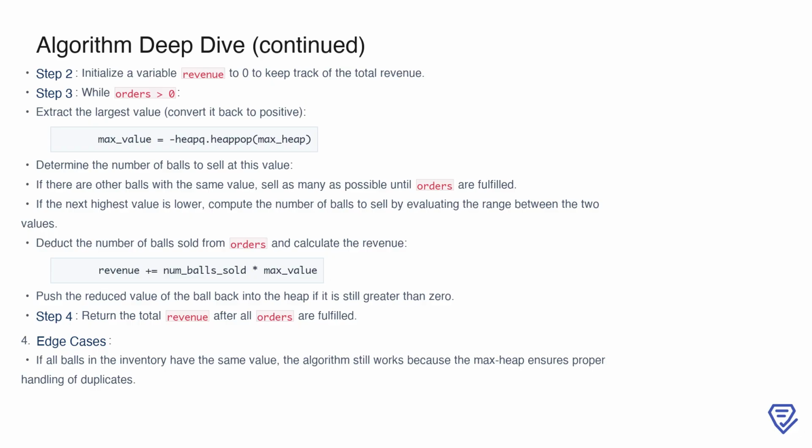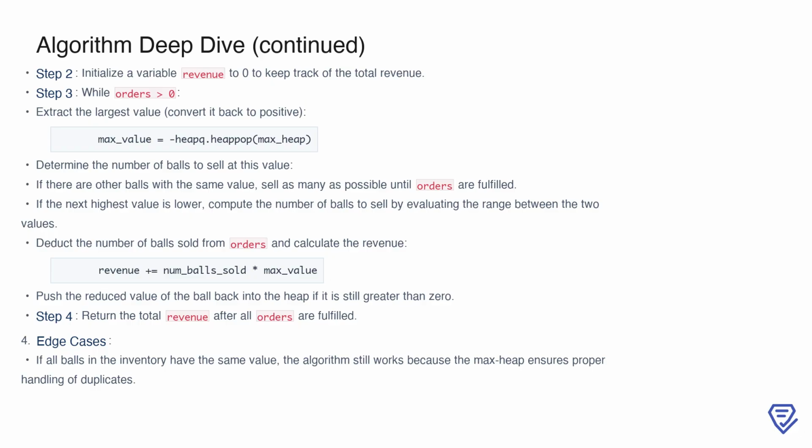If there are other balls with the same value, we sell as many as possible without exceeding the orders. If the next highest value is lower, we sell balls within the range of values between the current maximum and the next highest value. This step ensures that we maximize revenue while efficiently managing the inventory. Once we determine the number of balls sold, we update the orders by deducting this amount and add the revenue generated to our revenue variable.